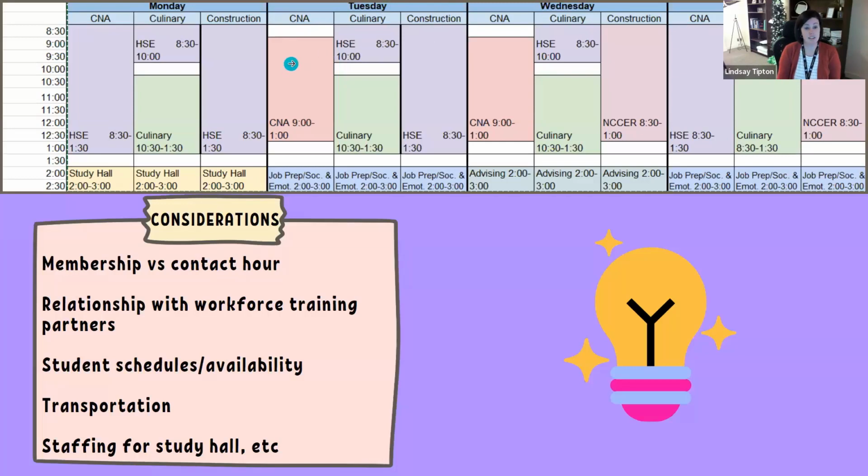On Tuesdays, the CNA students didn't go to their HSE classes at all. They were in CNA from 9 to 1. Culinary was the same thing. They were there for 2 hours in the morning, and then they went to culinary class, and construction was there all day. And then on Wednesdays, the CNA students weren't there at all. Culinary students were just there in the morning, but the construction students were there all day because they had their construction class on Wednesday and Thursday. So on those days, they just went to construction class and they went to their HSE class on Monday and Tuesday.